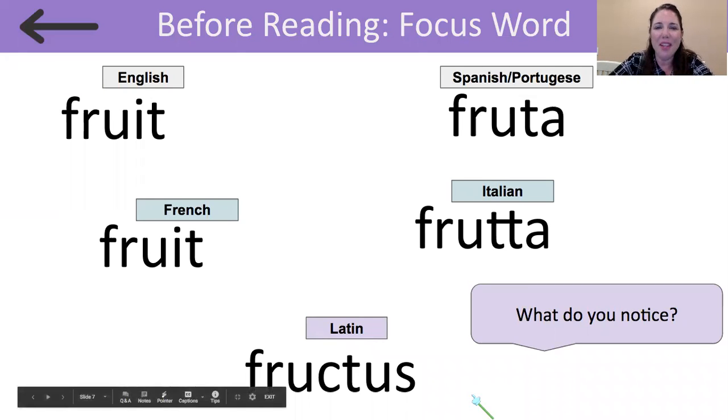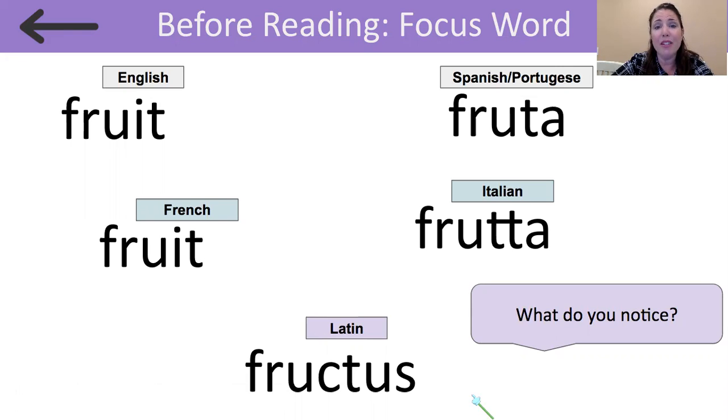Hi, readers. Today we're going to continue reading about our focus topic, fruits and plants. Now, remember, our focus word this week is the word fruit. Take a look at the words on this screen. What are you noticing as you take a look at these words?